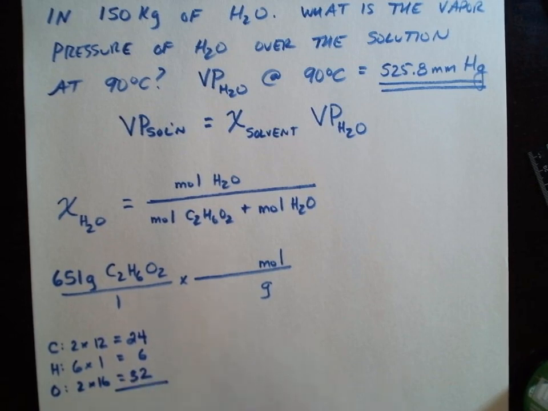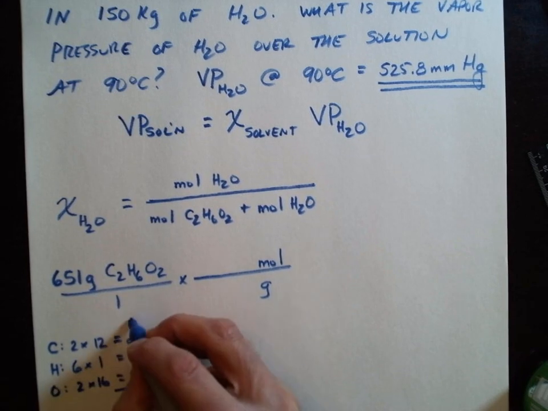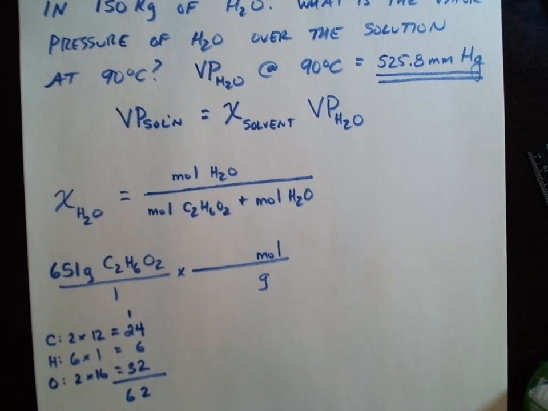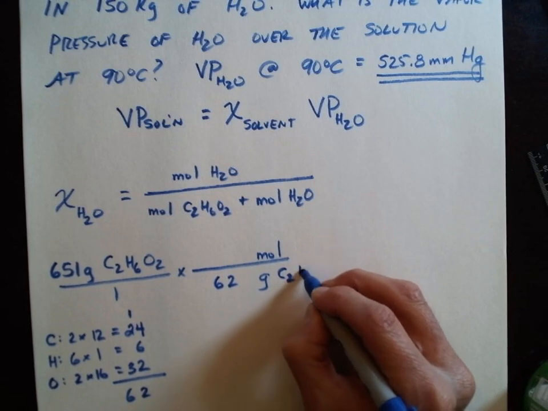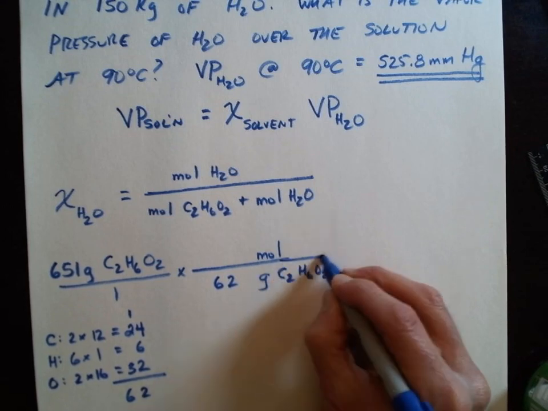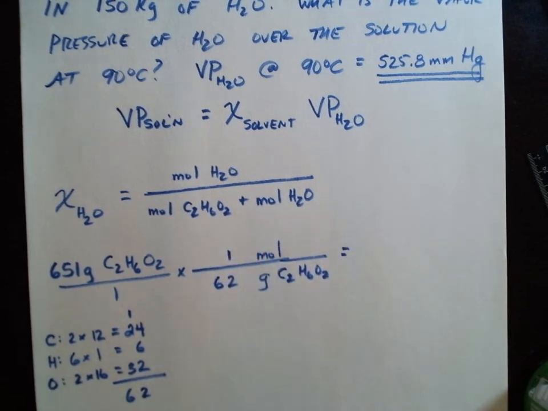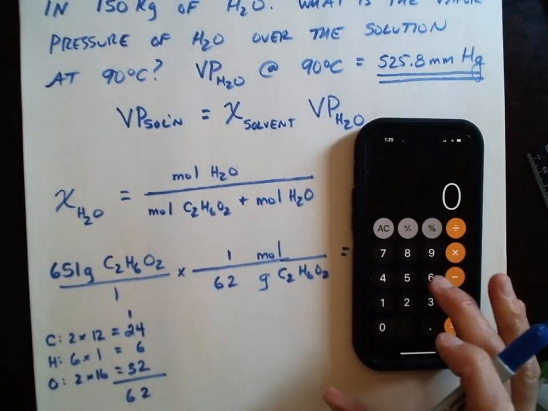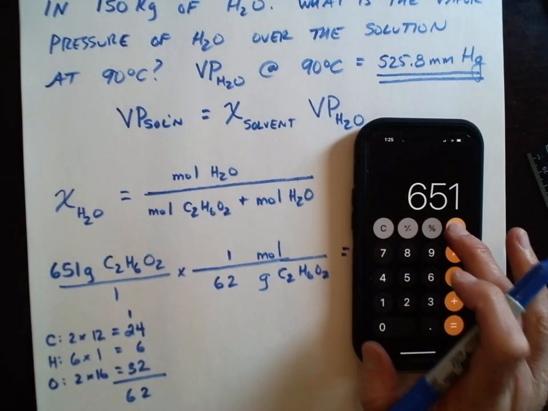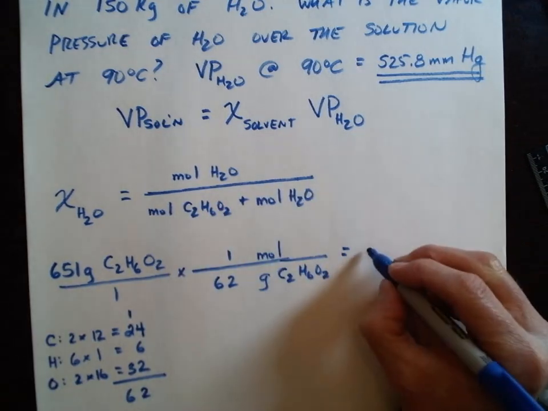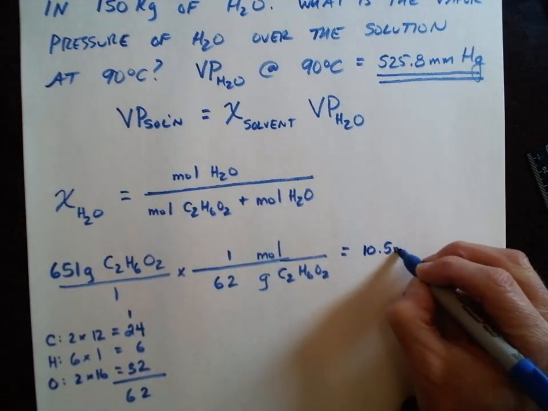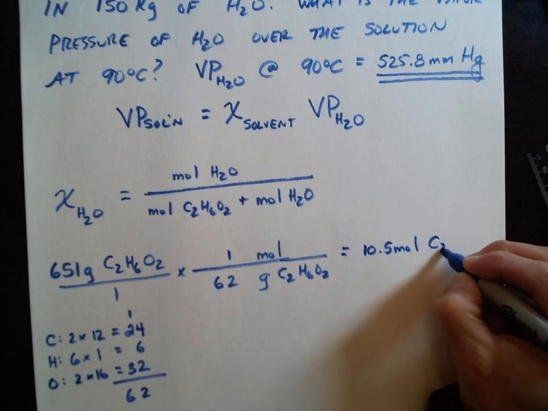That's 32 grams per mole. We add all this up, and we get 62 grams of ethylene glycol is a mole. So we take 651, we're going to divide that by 62, and we get 10.5 moles of ethylene glycol.